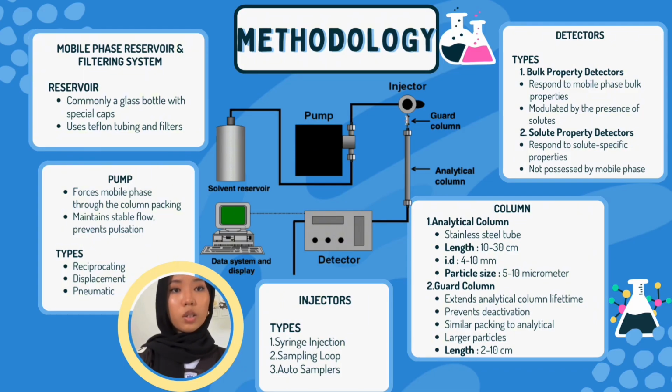Some widely used HPLC detectors include UV detector, which measures UV or visible light absorption; refractive index detector, which detects changes in refractive index; conductivity detector, which measures ionic species; fluorescence detector, highly sensitive for fluorescent compounds; and mass spectrometric detector, which identifies molecular weight and structure. The choice of detector depends on the sample's nature. UV detectors are the most commonly used due to their versatility.